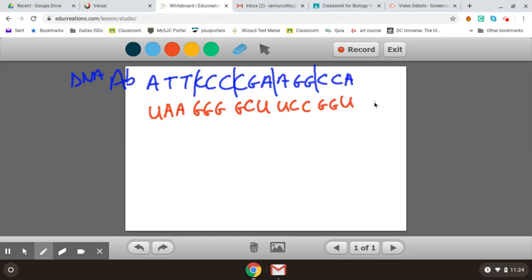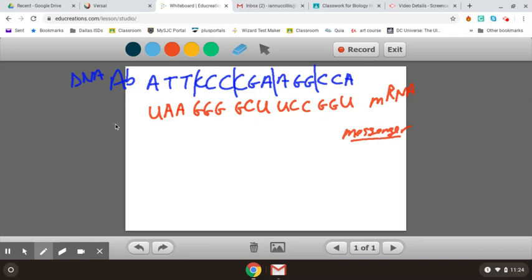The copy of the piece of DNA is called mRNA, and the M stands for messenger. Messenger RNA. This is nothing more than a message, right? This copy of the DNA code is a message to give to the chef.